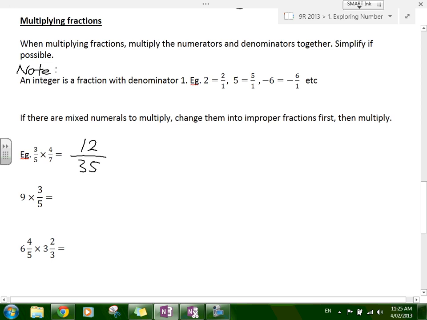Now this one is what I was talking about earlier. An integer is just a number, a fraction with denominator 1. Is that right, Andy? So what would 9 be as a fraction? Yeah. So that equals just 9 over 1 times 3 over 5. So 9 times 3 is 27 over 5. Just leave it as improper, that's fine. Unless it asks you to write it as a mixed numeral, you can leave it. Are there any common factors in 27 and 5? No.